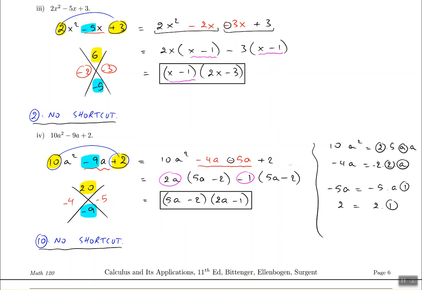And so at this point, 5a minus 2 is the one that repeats. It's the parentheses that's shown up here and here again. So write it first and put all the leftovers inside the second parentheses. The 2a minus 1 get together inside the second parentheses, and we're basically finished.